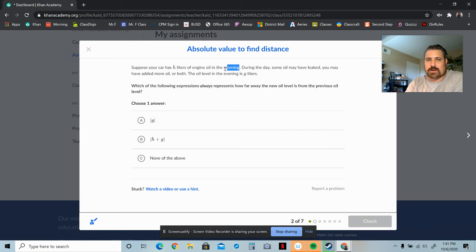Well, H is the morning one, right? So H is what's happening in the morning. And then it says the evening level is G, right? So you're going to start with H, it's going to go up or down, and it's going to end up with G. So how far away it is, I think this is kind of a funny question because G is the amount that you're having in the evening, right? So is it absolute G? No, because that's just the amount you have in the evening. The H is the amount you have in the morning, right? If you added the amount you have in the morning to the amount you have in the evening, that's not going to make any sense with the story. So all of this stuff doesn't seem to represent the story at all.